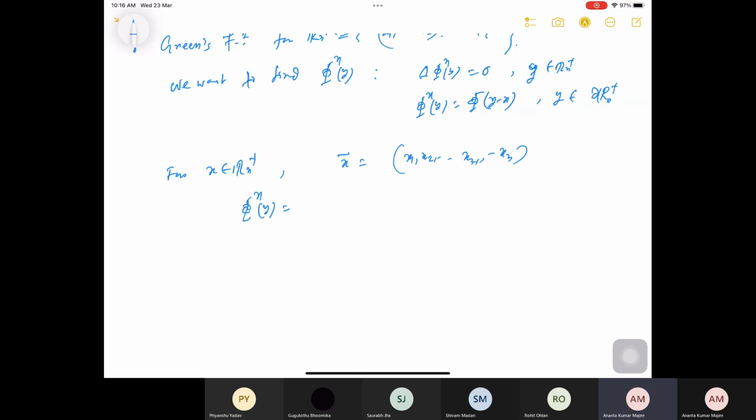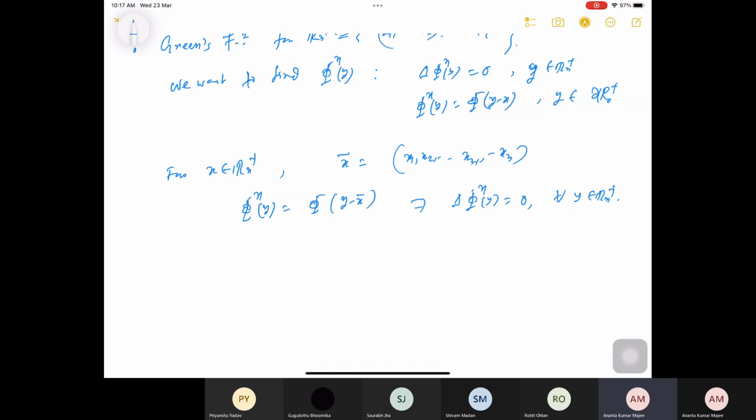Now if I define phi^x(y) to be P(y minus x bar), where P is the fundamental solution of the Laplace equation, we know that y goes to P(y minus x) whenever y is not equal to x is harmonic. With respect to y this is harmonic, because x bar is outside of your domain, so y cannot be x bar. So the Laplace of phi^x(y) is equal to 0 for all y in my R^n_+.